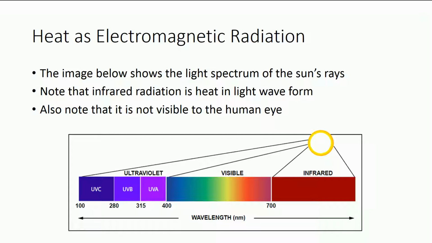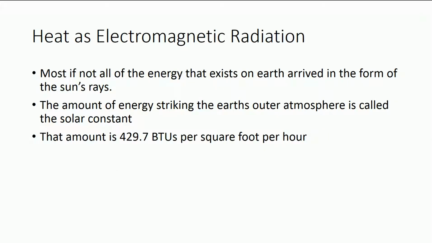Right? You can get a sunburn from sunlight, and it's not from the visible light that you're seeing. It's from the invisible light called ultraviolet light. How many of you have ever opened up your hood and felt heat coming off the engine? That is a form of infrared radiation. You can't see that heat coming off your engine, but you can feel it. So heat is electromagnetic radiation.